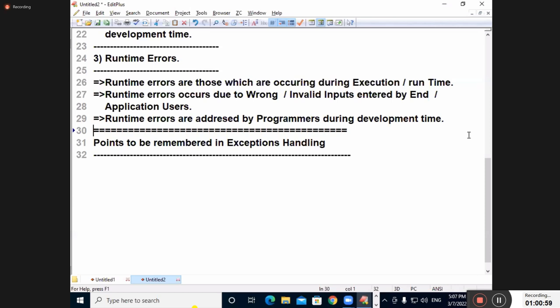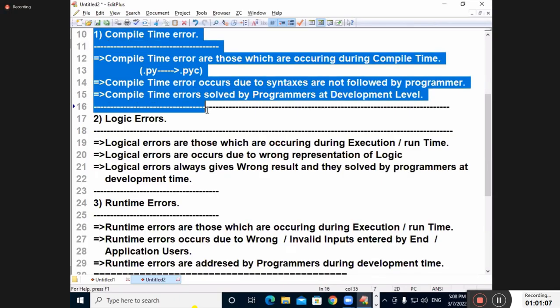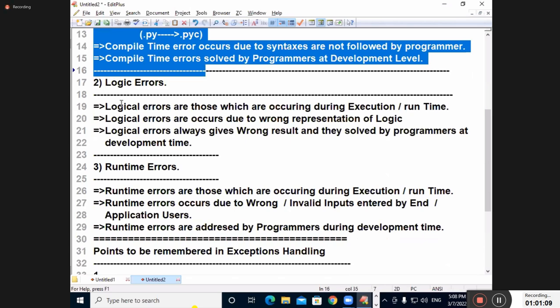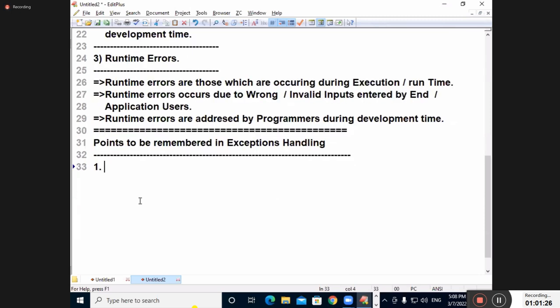Did you understand? Now I will prepare some number of points. Up to here, what you heard about it? Compile time errors, there is not much importance. Logical errors, not much importance. But runtime errors have a very big importance in the industry. So let me prepare those points one by one. If you really understand me, tell me one by one in the class. First point I will write: when do you get runtime errors?